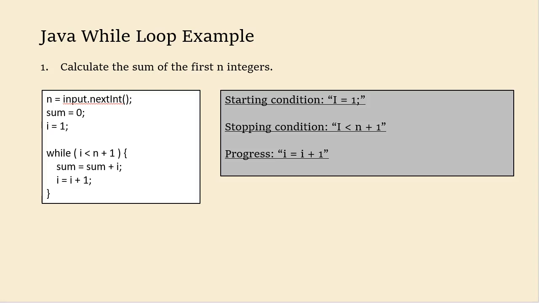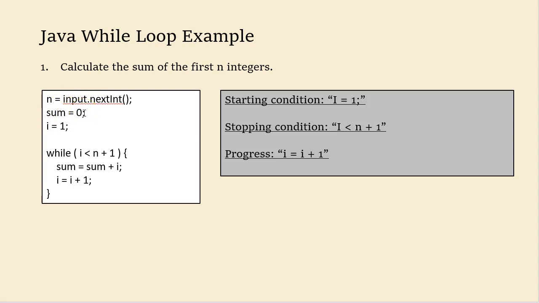We can do the same thing with the while loop. So here's an example of what a while loop looks like in Java. And notice you're doing the exact same thing, you're just doing it in the while format. We start out the same, we ask the user to give us a value. We set the sum equal to 0.